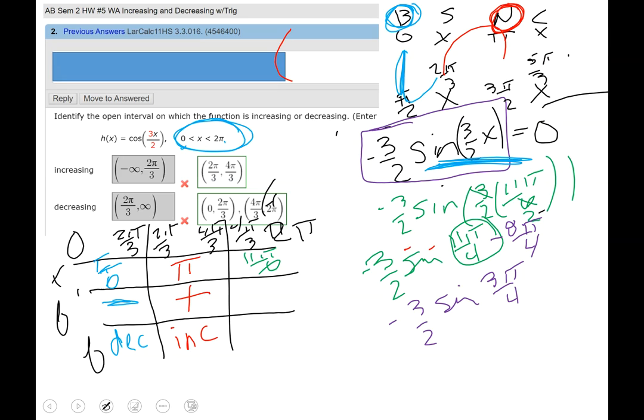Well, 3 pi over 4, if I looked at my be stupid, not crazy, is going to be in this column right here, okay, where only the sine is positive. So I know it's a negative 3/2 times a positive sine of 3 pi over 4. And a negative times a positive is negative, which means it is decreasing. I'm going to let you go ahead and pick your intervals from there.